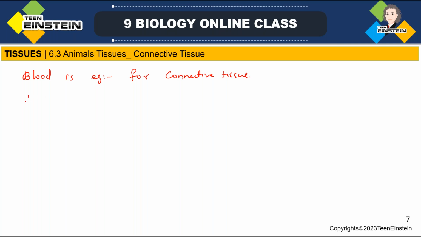Because it's going to each and every cell, right? So nutrient absorption and gaseous exchange, everything is through blood. So blood is providing nutrients, it is collecting waste from the cells, and it is helping with gaseous exchange. So it is reaching everywhere, it is connecting all the parts of the body, right? That's why it is called connective tissue.